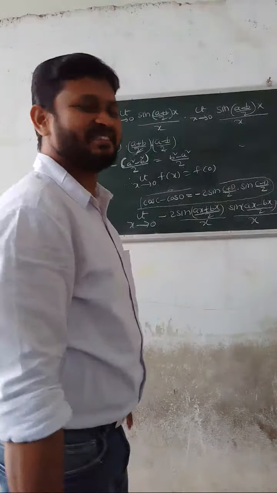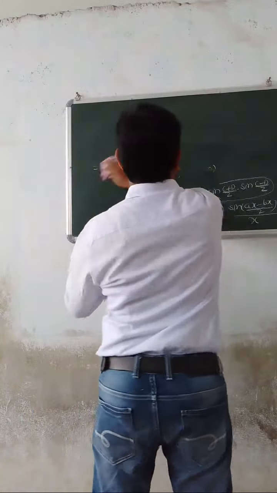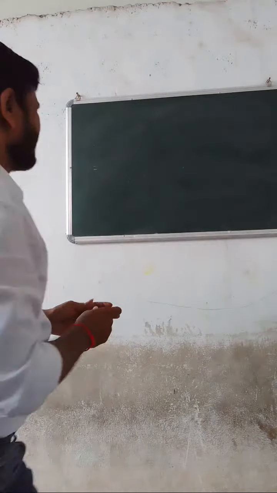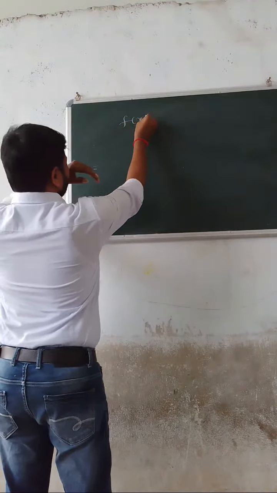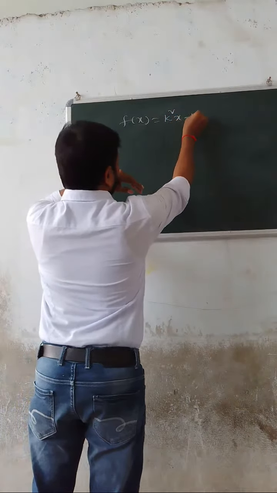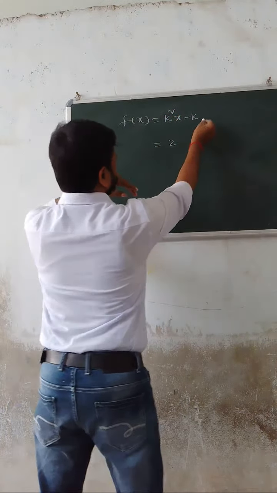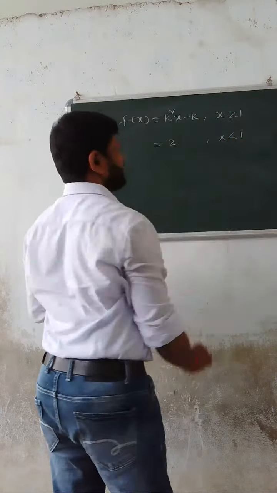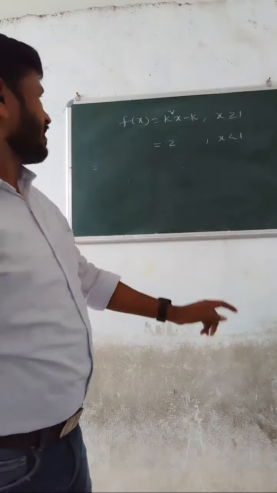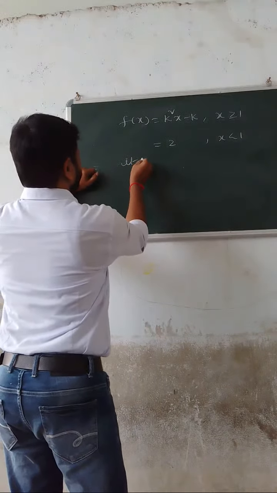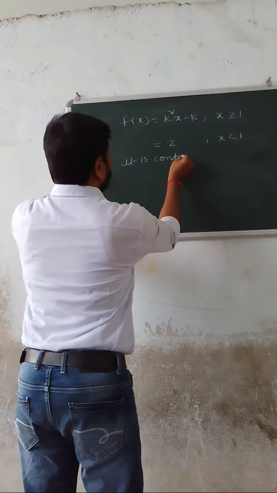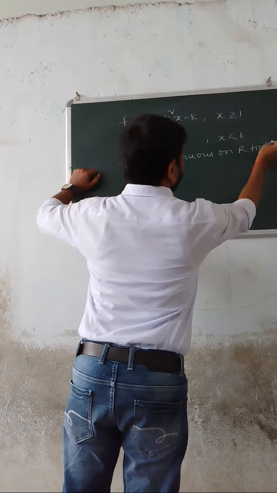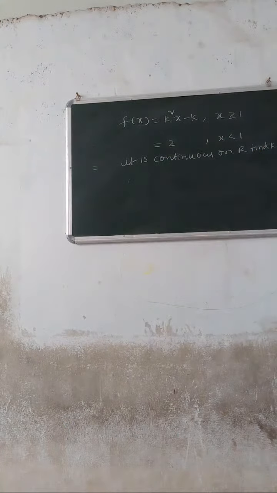Sorry, students. Now we will go for the next question. Here one question is there: f(x) = k²x - k for x greater than 1, and f(x) = 2 for x less than 1. It is continuous on R. Find k.